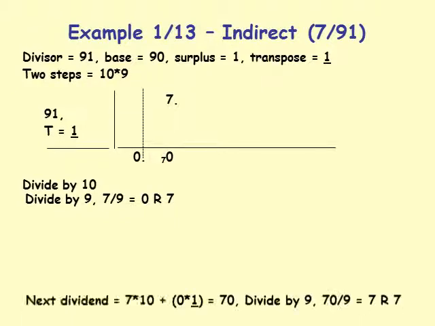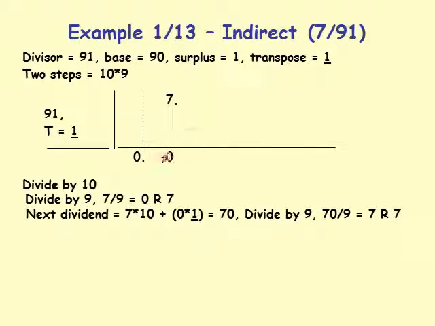Okay. Now adjustment is 7 times 10 plus 0 times transpose, which is negative 1. So next adjustment is 70 and divide by 9. 70 divided by 9 is 7, remainder 7. Okay, let's continue here. So 7 is a part of the result, and this 7 here is my scratch pad number.